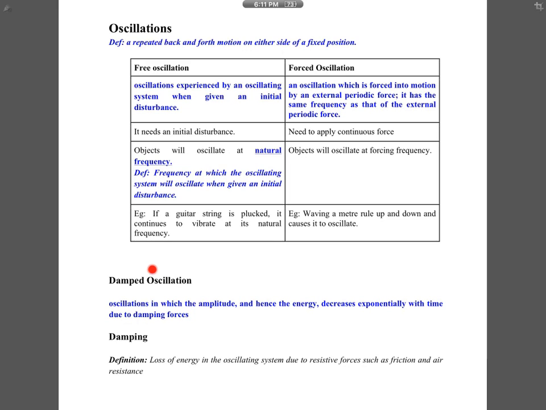So what is damped oscillation? Oscillation in which the amplitude and hence the energy decreases exponentially with time due to damping forces. So what is damping? Loss of energy in the oscillating system due to resistive forces such as friction or air resistance. Understand now? So how does your actual graph look like? If I give it an initial disturbance, imagine you look at the guitar string, it starts to die off. So how does the amplitude drop with respect to time?